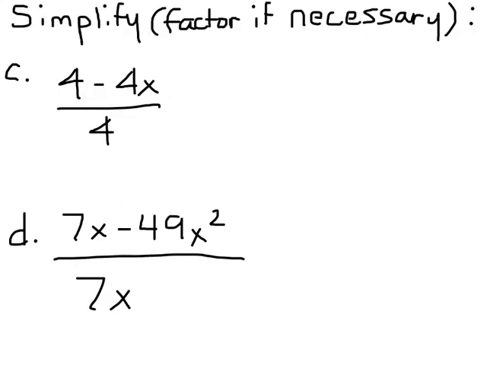Okay, 4 divided by 4 is 1. 4 divided by 4 is 1x. So 1 minus x. And here, 7x divided by 7x is 1 minus 7x into 49x squared will go 7x times.